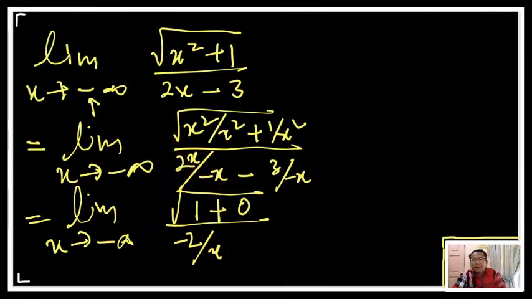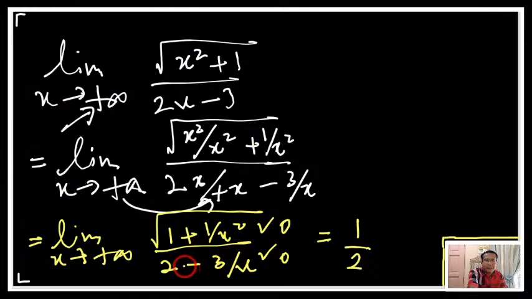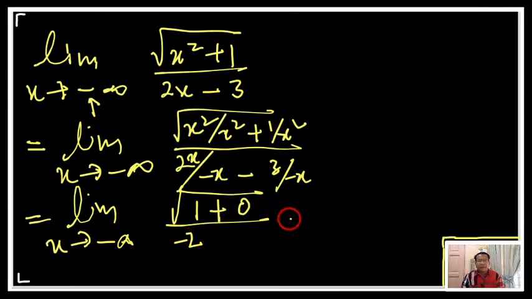X here. So this one plus 0. Now see, you have minus 2. This one you have 2, this one you have minus 2. So the answer is 1 over 2, minus.